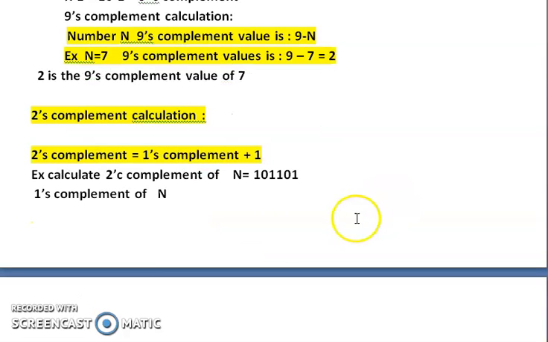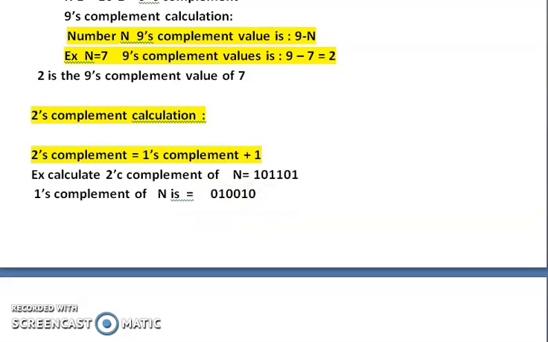The 1's complement of n is equal to this. How to calculate it? Here the 1 becomes 0, here the 0 becomes 1, here the 1 becomes 0, here the 1 becomes 0, here the 0 becomes 1, here the 1 becomes 0. So it is the 1's complement value.